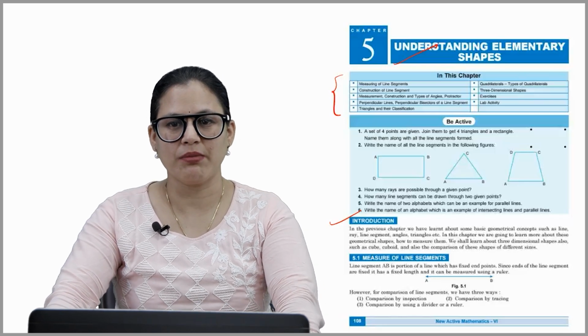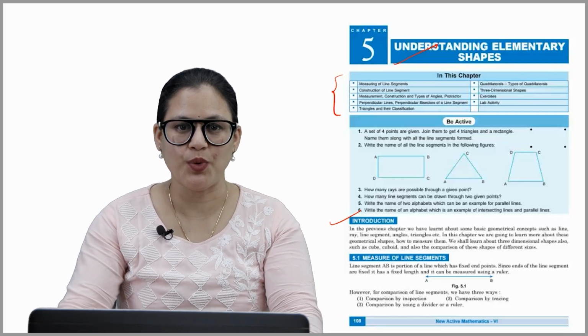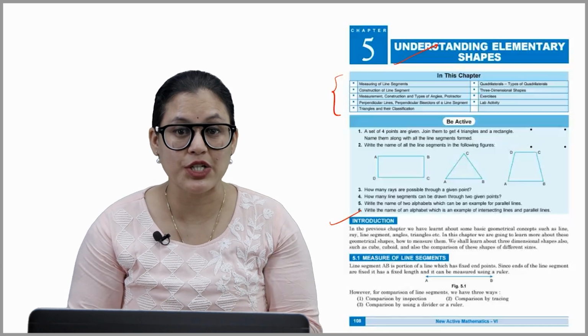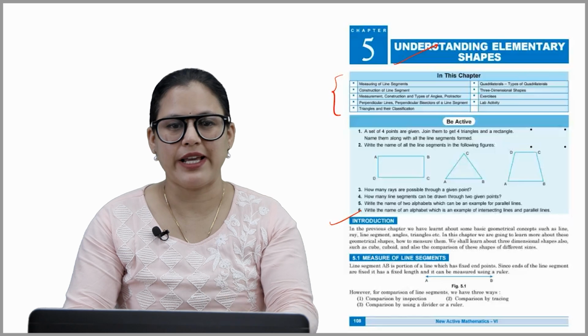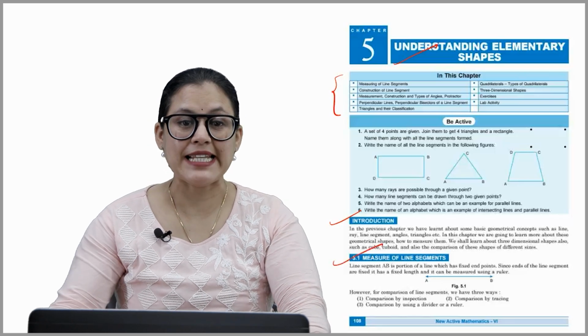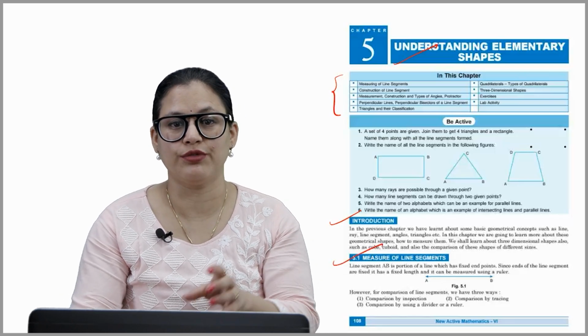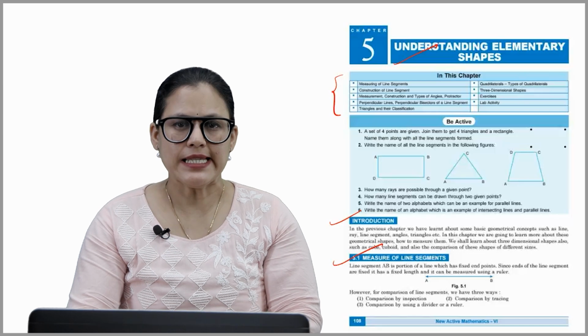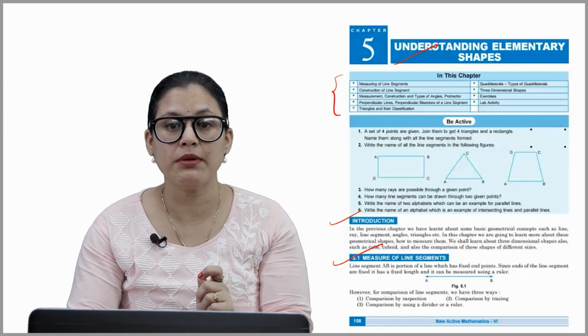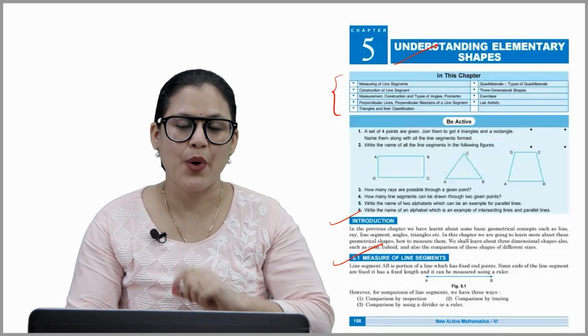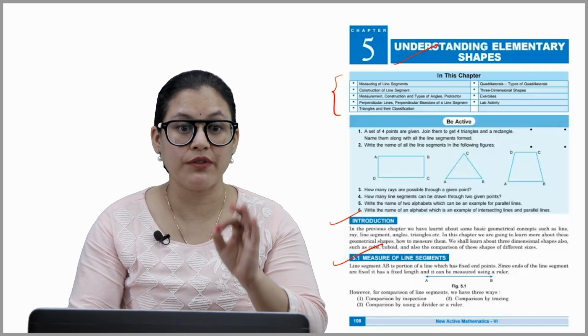We shall learn about three-dimensional shapes also, such as cube, cuboid, and also the comparison of these shapes of different sizes. Okay. 5.1 Measure of line segments. Line segment AB is a portion of a line which has fixed endpoints. Since ends of the line segment are fixed, it has a fixed length and it can be measured using a ruler. However, for comparison of line segments, we have three ways.